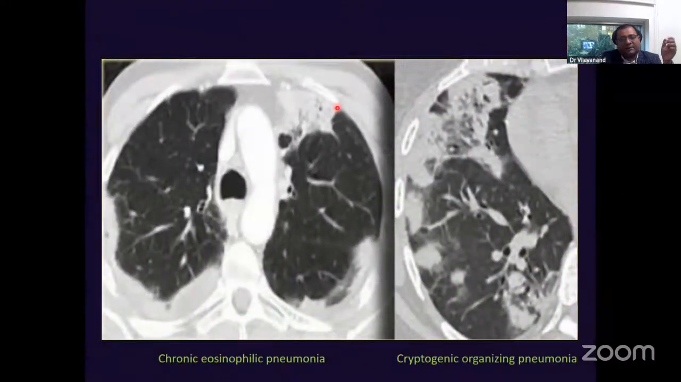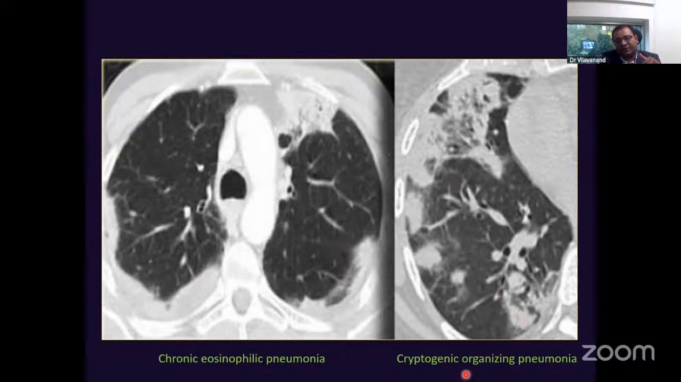This is a very classical picture of chronic eosinophilic pneumonia, wherein you can see very well-defined areas of consolidation along the periphery of the lung here and along the posterior aspect of both lungs. You can see the central and perihilar areas are spared. This is called the reverse batwing sign appearance. Even on the X-ray, it looks similar to this.